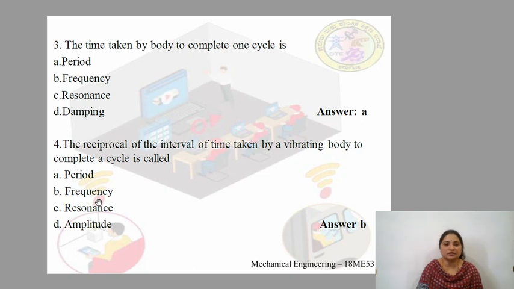The last question, the reciprocal of the interval of time taken by a vibrating body to complete a cycle is called. Reciprocal of time is nothing but frequency. So therefore, among the four options given, that is period, frequency, resonance and amplitude, the right answer will be option B, that is frequency. With this, we conclude session 5.